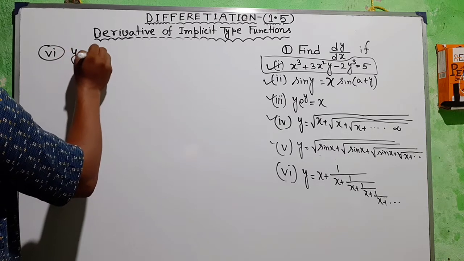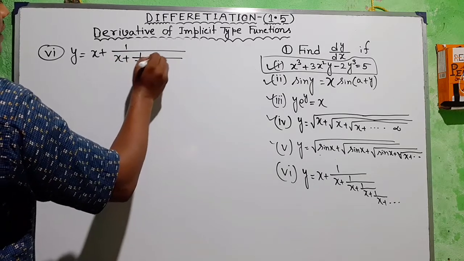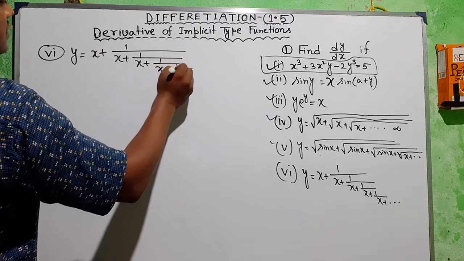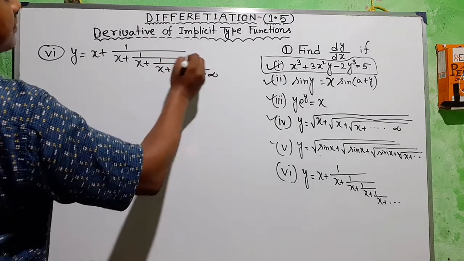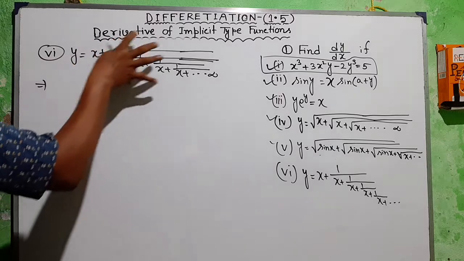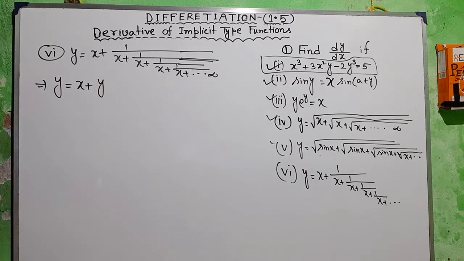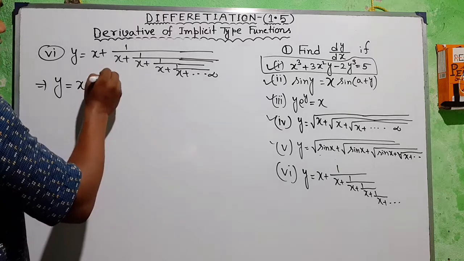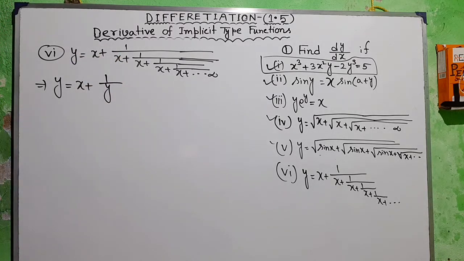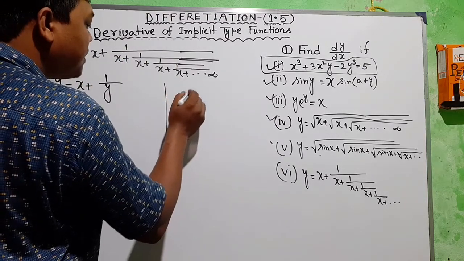y equals x plus 1 by x plus 1 by x plus 1 by x plus, up to infinity. Okay, so you see this whole term I can write as y equals x plus 1 by, the lower part is itself y.